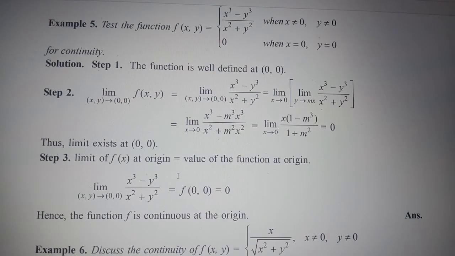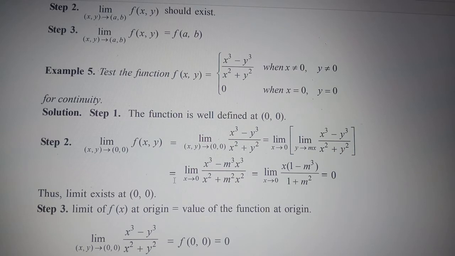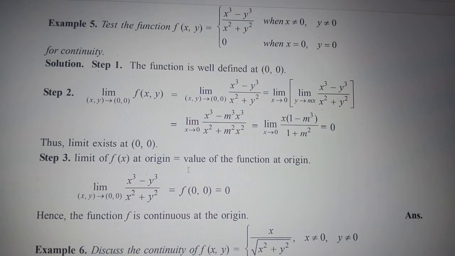So the limit of the function at the origin is equal to the value of the function at the origin. That means the function is continuous at the origin. So to check the continuity, we check whether the function is well defined at the point or not, and then check the limit, and if they are the same, the function is continuous at the point.